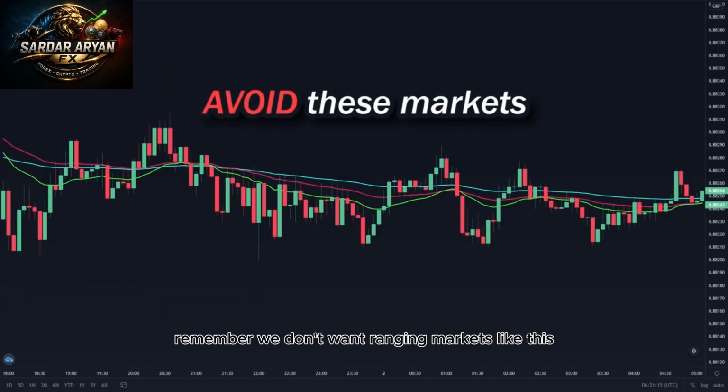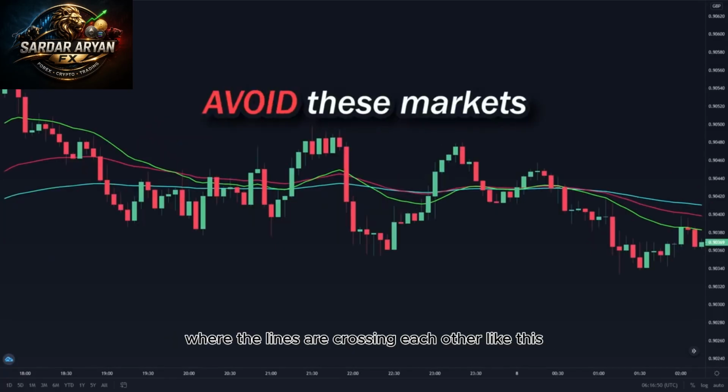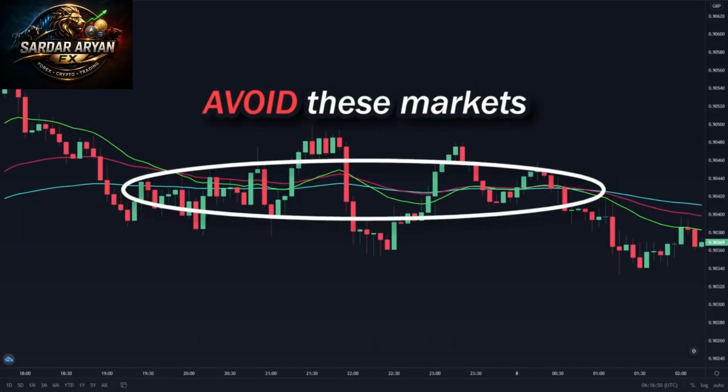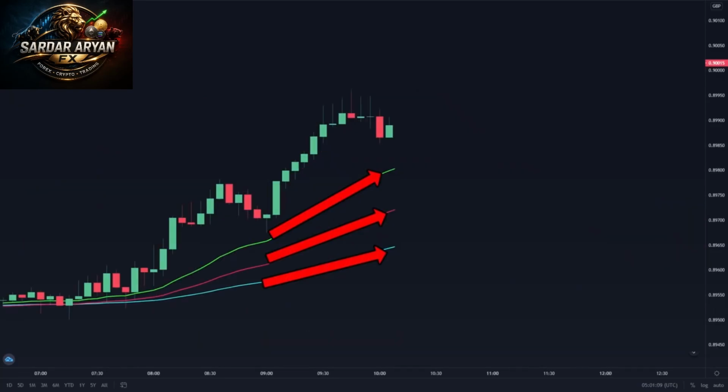Remember, we don't want ranging markets like this, which can be identified by the EMA heading sideways. You also want to avoid markets where the lines are crossing each other like this. Remember, we want the three indicators to be in the same direction.